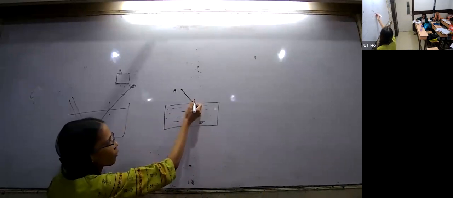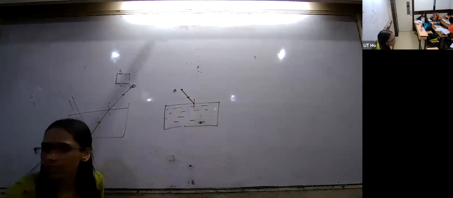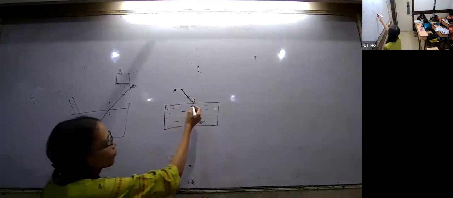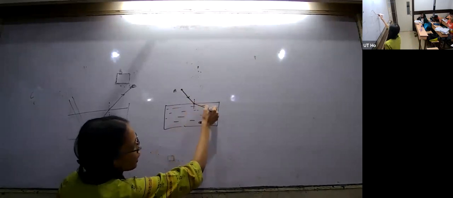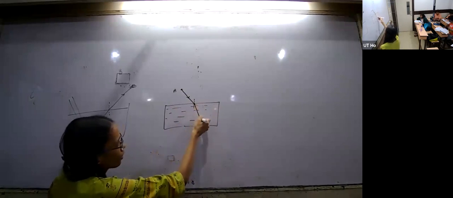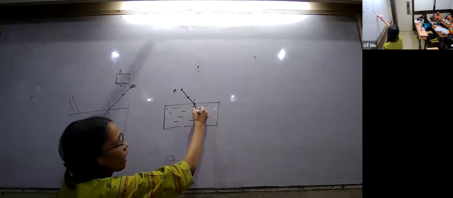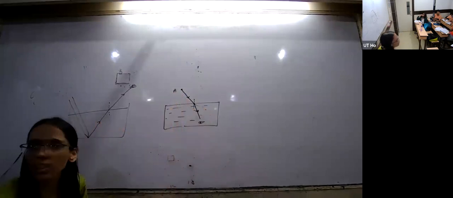I have to draw the normal. And when I draw the normal, I know now it is moving from rarer to denser. And with rarer to denser, will it move towards the normal or away from it? Towards the normal. So I cannot draw it like this because this is away from the normal. I have to show it towards the normal. That's correct. Now, since this is how I got it, but the question was, where is the image formed, right?